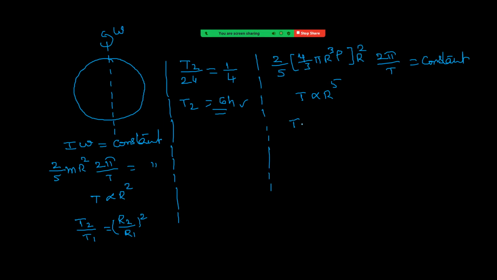So T is proportional to r power 5 because the remaining are constants. Now we can write T2 by T1 is equal to R2 by R1 whole power 5. Okay. So T2 by 24 hours is equal to 1 by 2 whole power 5, that is 1 by 32. That implies T2 is equal to 24 by 32, 3 by 4 hours. That means 45 minutes. Earth completes one rotation in 45 minutes.